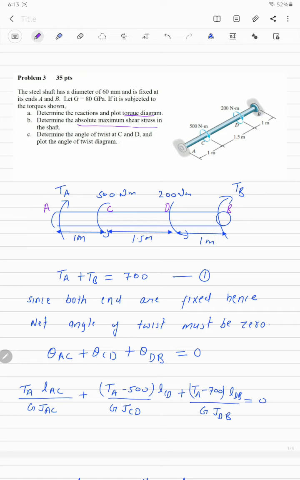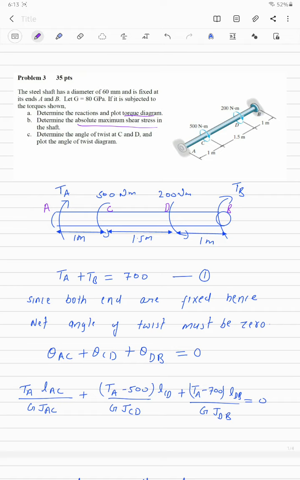One thing: since both ends of the shaft are fixed, the net angle of twist must be 0. That's why they asked the angle of twist between C and D, because if we were asked the overall angle of twist, then we can already answer it without any calculation. It will be 0 when both ends of the shaft are fixed.